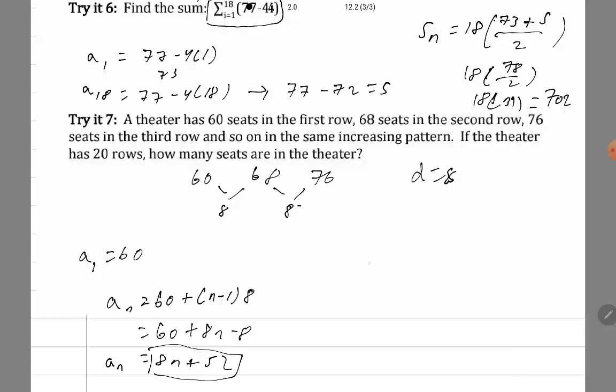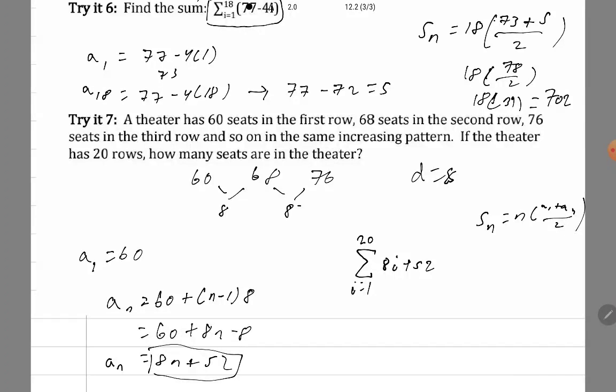If I wanted to write this in sigma notation, I have this going on. We have 20 rows, i equals 1. And I'll just change my n into an i. And that's how you would write that in sigma notation. Okay. But we don't need that. We just want this formula here: a1 plus an divided by 2.